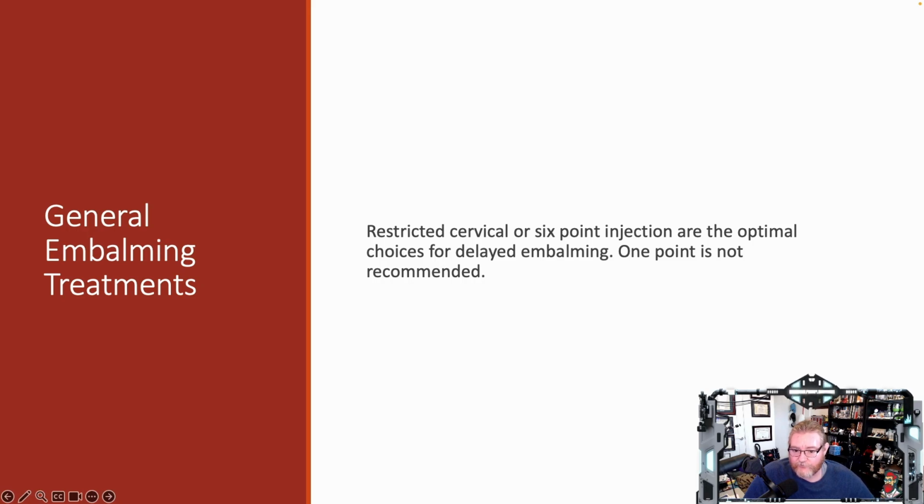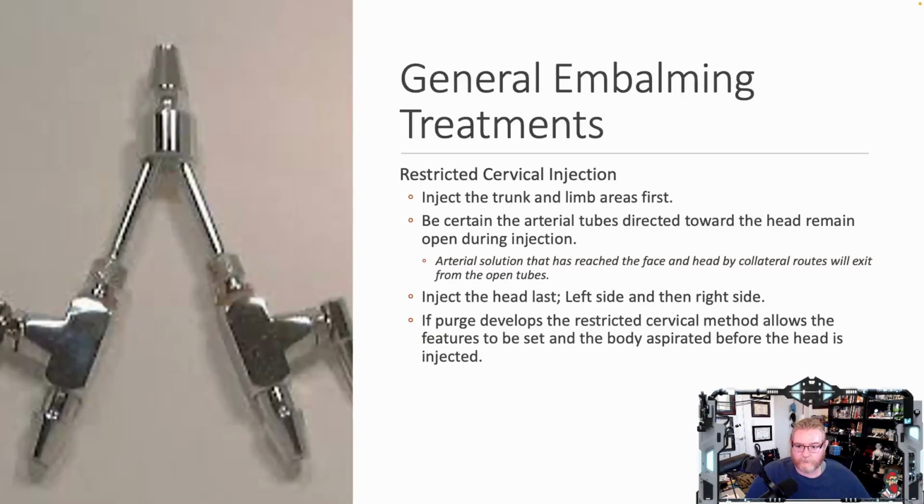Restricted cervical or 6-point injection are the optimal choices for delayed embalming, 1 point is not recommended. Restricted cervical injection. Inject the trunk and limb areas first. Be certain the arterial tubes directed towards the head remain open during injection. Arterial solution that has reached the face and head by collateral routes will exit from the open tubes. Inject the head last, left side and then right side, the same as we've read in other chapters.